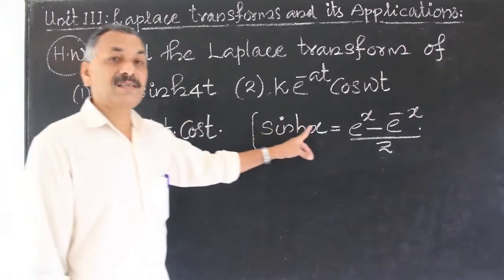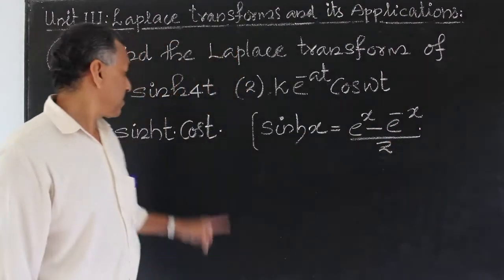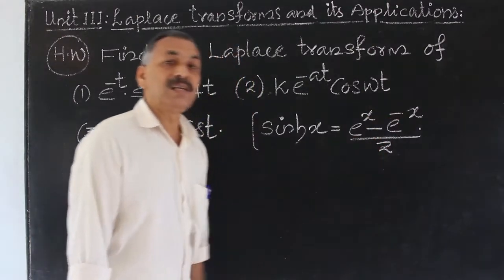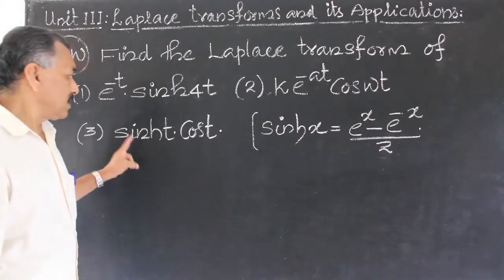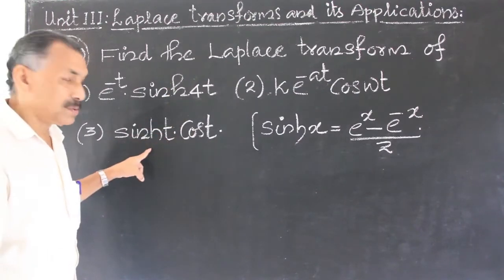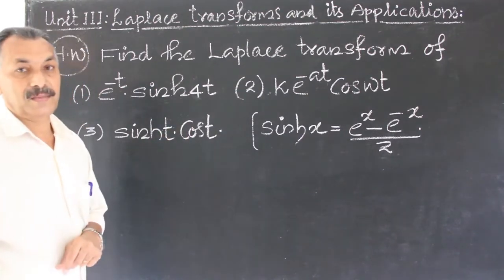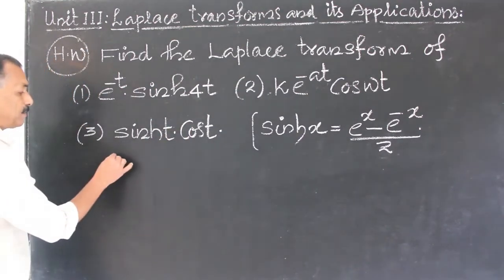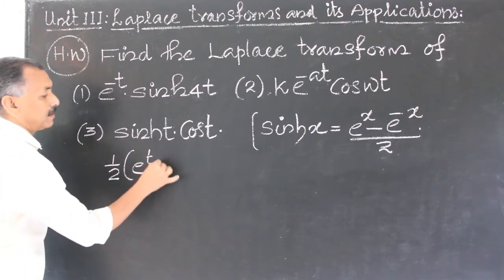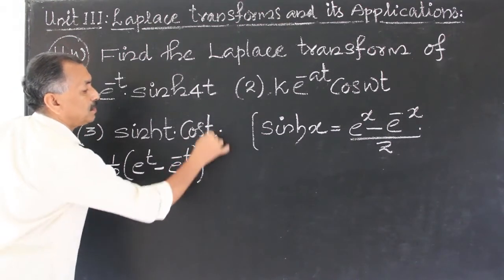What is sin h x? Sin h x is equal to e raised to x minus e raised to minus x divided by 2. Therefore, sin h t is e raised to t minus e raised to minus t divided by 2. So this is equal to 1 by 2 into e raised to t minus e raised to minus t, into cos t. That is again 1 by 2 into e raised to t minus e raised to minus t into cos t.